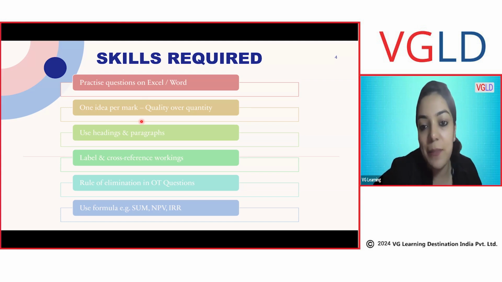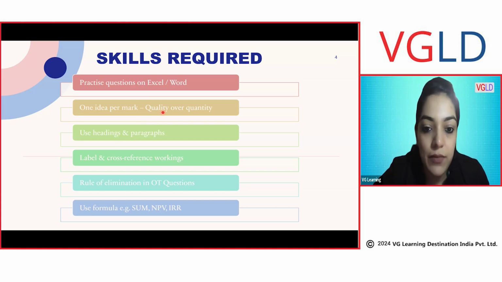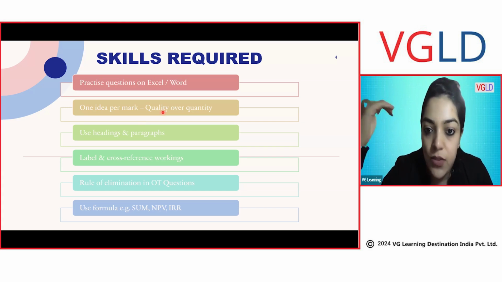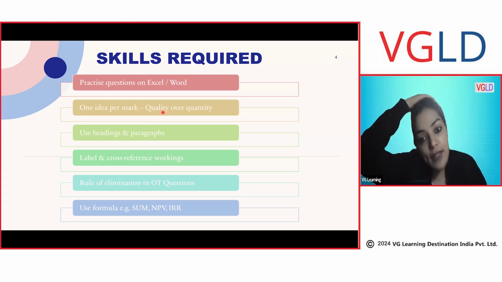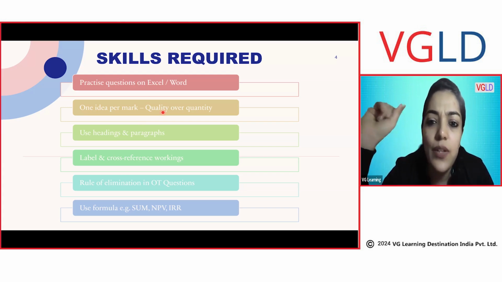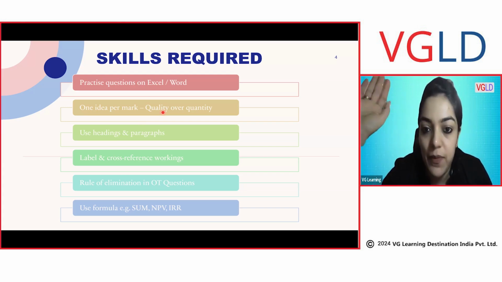Then use headings and paragraphs. This I have already covered. You have to make your answer neat and easy for the examiner to follow. You have to make his or her life easy. So whenever you are writing your points, now let's say we are writing the limitations only, give 2 to 3 word subheadings, and that's okay.